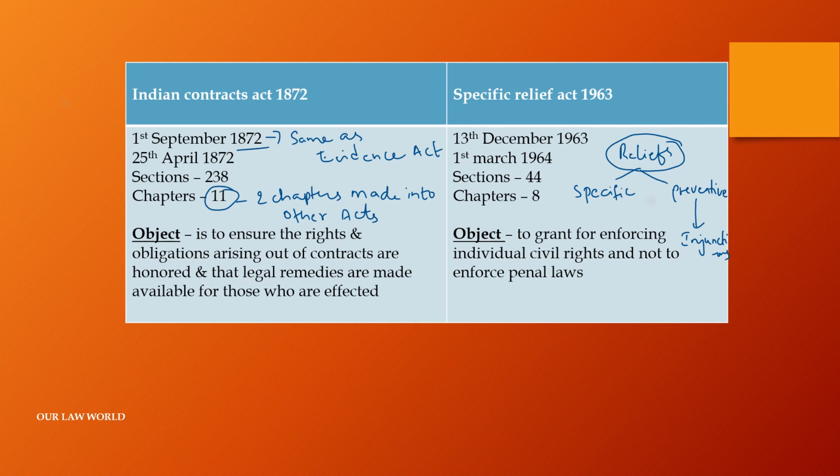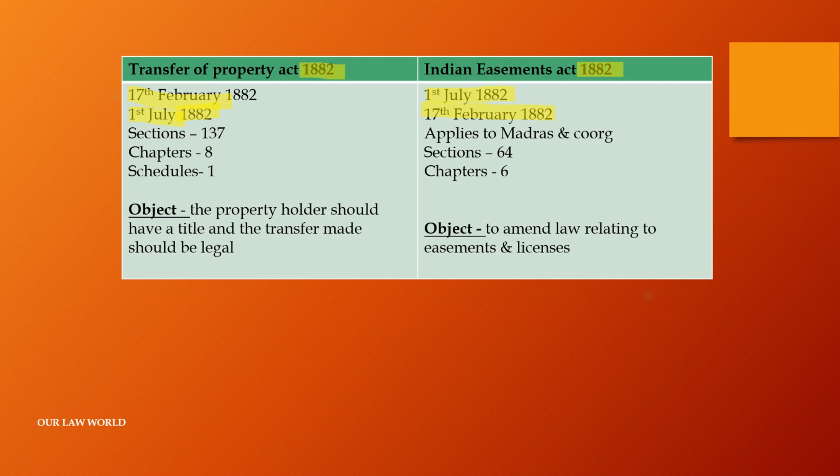The next act is the Specific Relief Act 1963. The dates are 13th December 1963 and 1st March 1964. It has 44 sections and 8 chapters. These 8 chapters are divided into 3 parts: one is preliminary, another is specific relief, and the other is preventive relief, under which it speaks about injunctions. This act is to enforce individual civil rights.